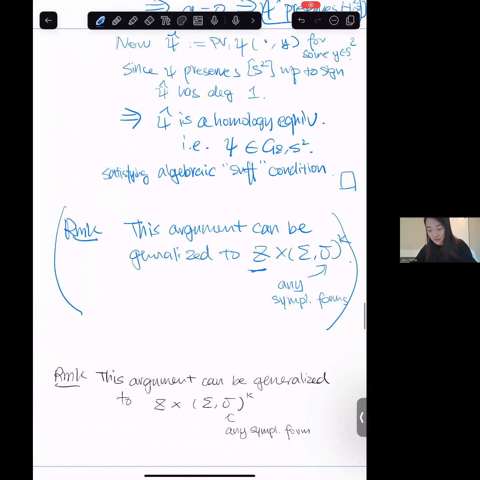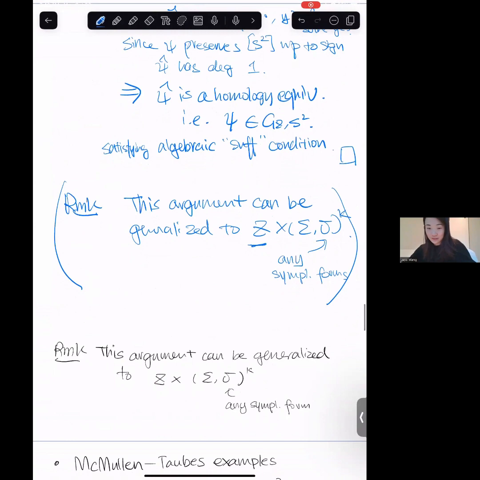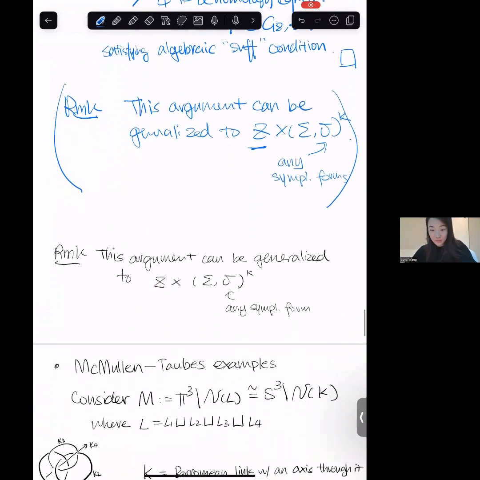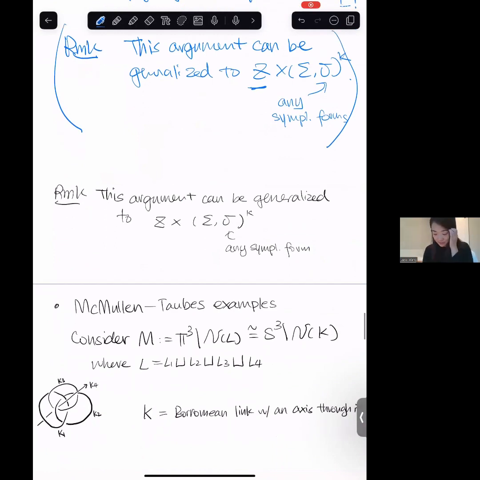Okay, so that concludes the description of Ivan Smith's example, which is simply connected. So we disprove the stabilizing conjecture. Before I go into McMullen-Taubes' examples, do we have questions? Okay, so maybe let me go into McMullen and Taubes' example.